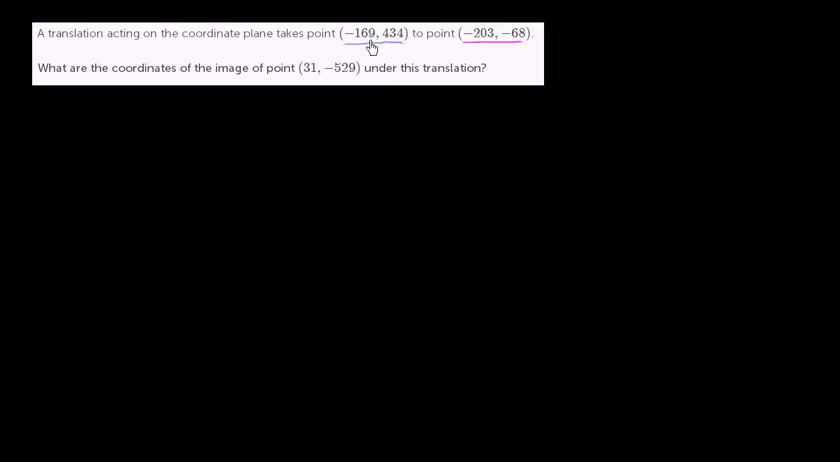So let's think about what the change in x that this translation does and the change in y that this translation does. So our change in x is going to be our ending point, so negative 203 minus our starting point, minus negative 169, and this is the same thing as negative 203 plus 169, which is the same thing as 169 minus 203.